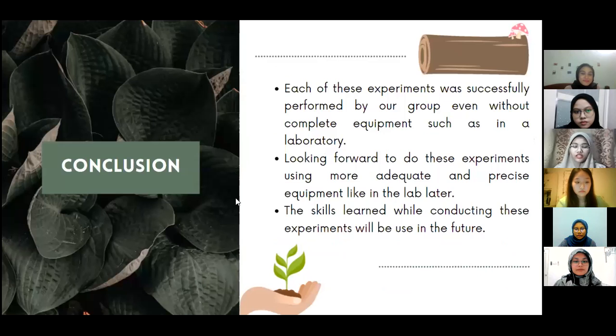Okay, so in conclusion, all of us do agree that each of these experiments was successfully performed by our group even without complete equipment such as in a laboratory. And then we're also looking forward to doing these experiments using more adequate and precise equipment like in the lab later on in UVM. And then the skills that we learned while conducting these experiments will be used in the future, either for physical labs or for our occupations later on.